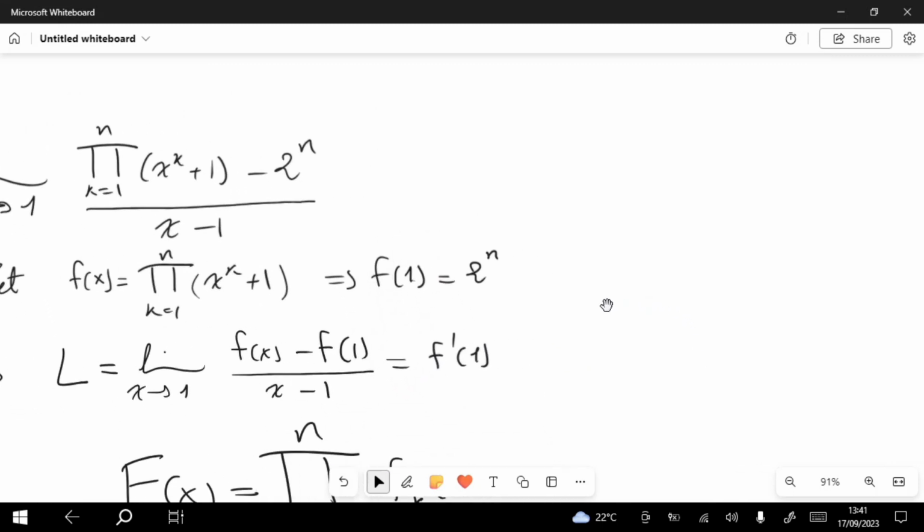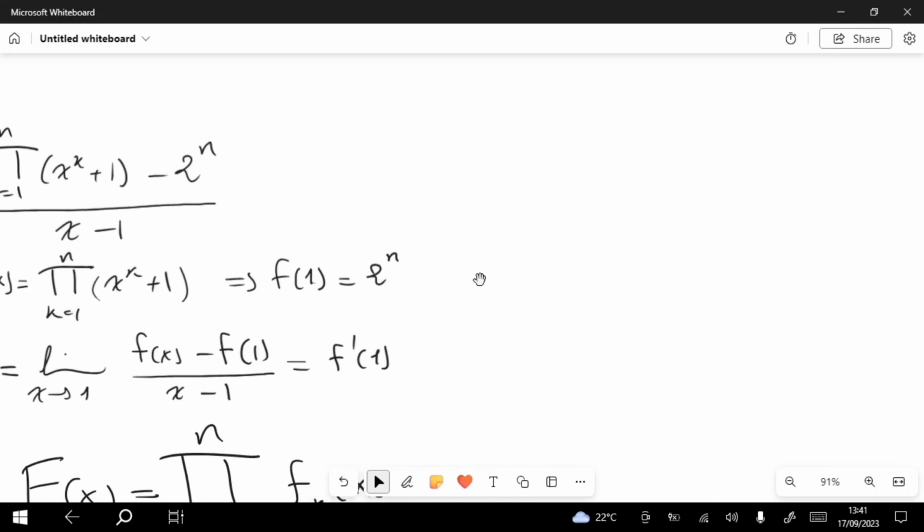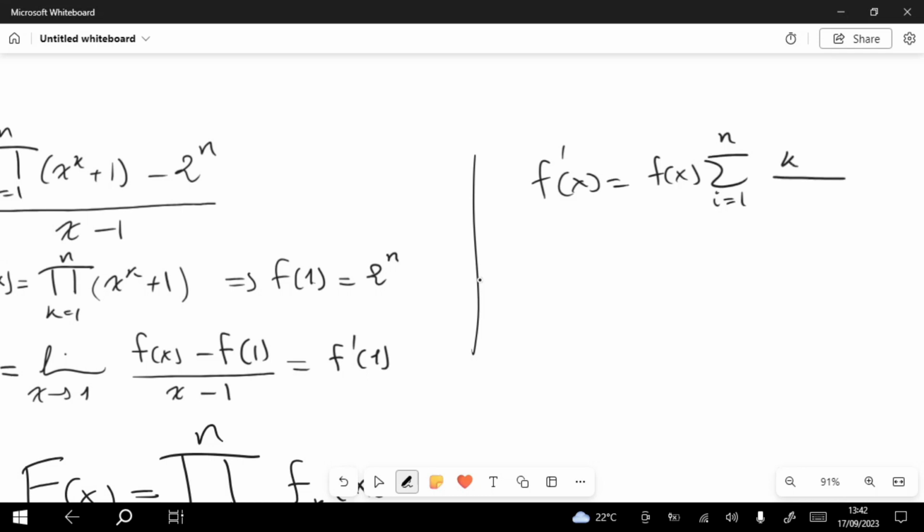Now this becomes a piece of cake, so which means that this is f of x. We need to find f prime of x. We know that f prime of x is going to be f of x times the sum as i goes from 1 all the way to n of the derivative of this, which is k times x to the k minus 1 over x to the k plus 1. Let's just use i in here since we used k before.